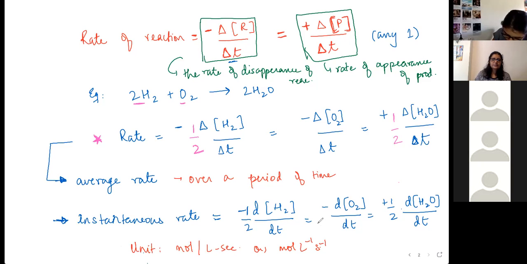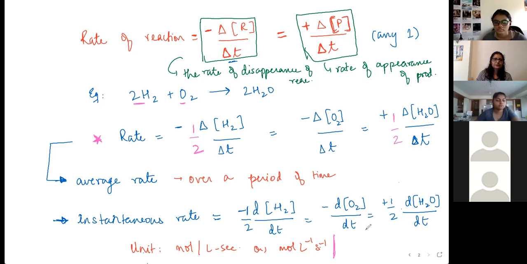But if your reactants and products are gaseous, then how do you express the concentration of gases? Number of moles upon 24 dm cube or 22.4 dm cube. No, think about it. Agar gas hai, to is the volume constant for a gas? No. So what unit is it preferable to use to figure out how much of a gas there is at a particular temperature?